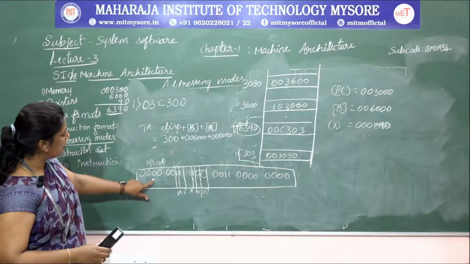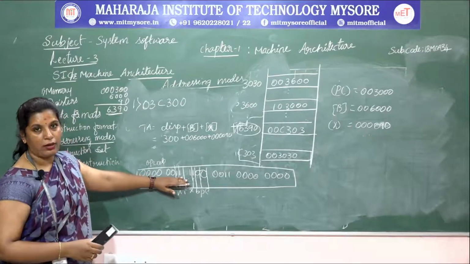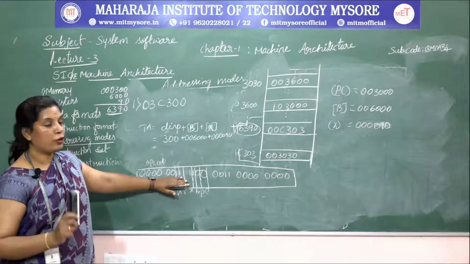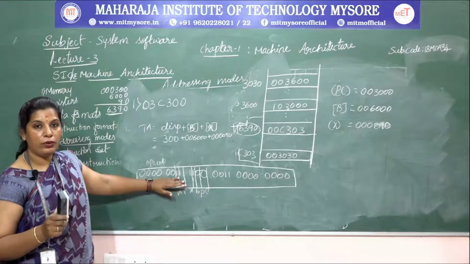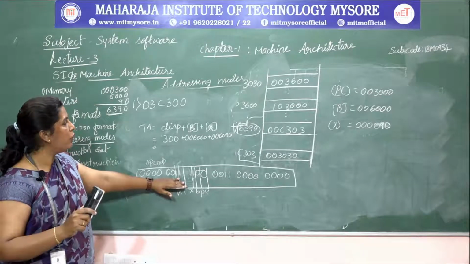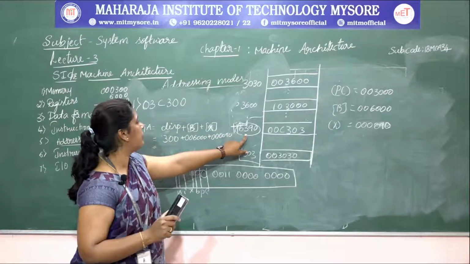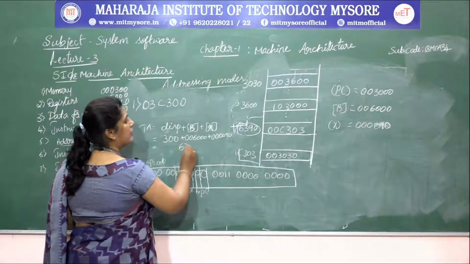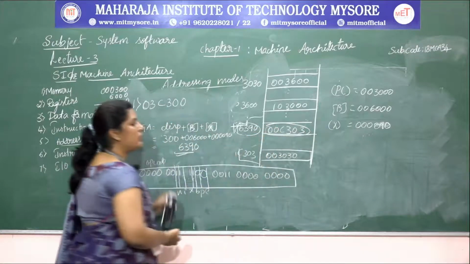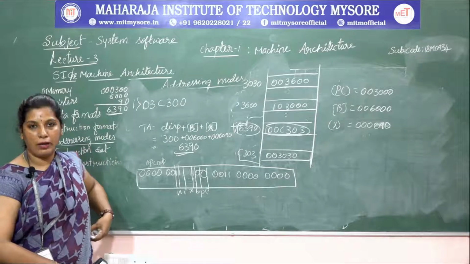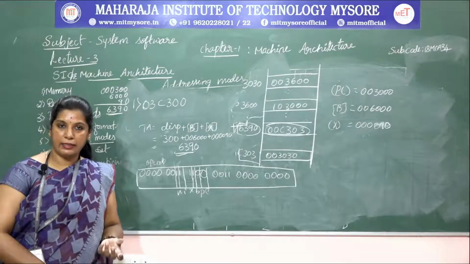Look at this instruction: if both the opcode bits are 0, then the instruction is load A, that is load accumulator. So the accumulator will be loaded with the value present at memory location 6390. That value must be loaded into the accumulator. This is how we can decode the instruction.